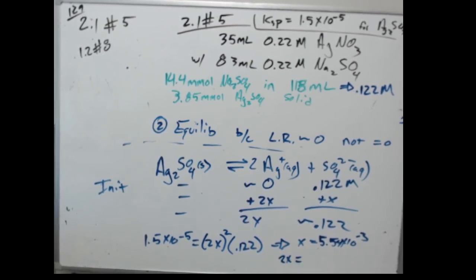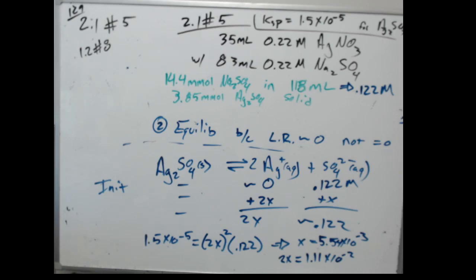Then we can say 2x is equal to 2 times that number, 1.11 times 10 to the minus 2. And that's going to answer the other parts of that question. The question is going to ask, what's the excess reactant concentration? We got that.